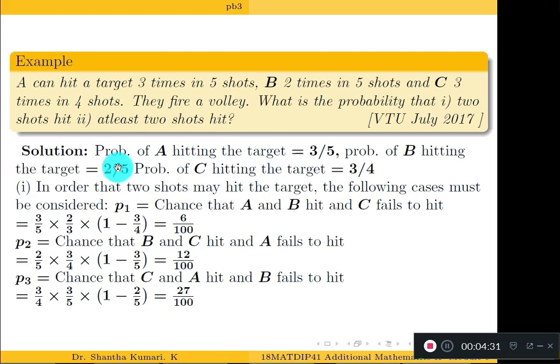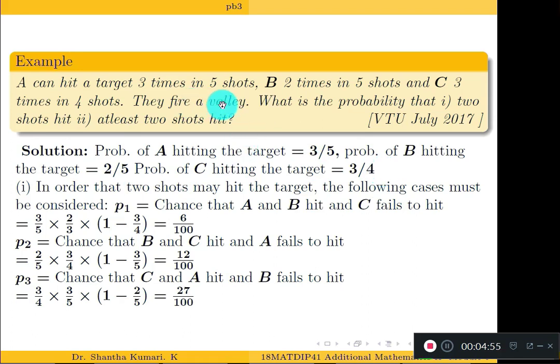You can also give the notation A. A equal to A hits the target. B equal to B hits the target. C equal to C hits the target. And what is probability of A? 3 by 5. What is probability of B? 2 by 5, 2 times in 5 shots. And what is probability of C? 3 times in 4 shots. So 3 by 4.